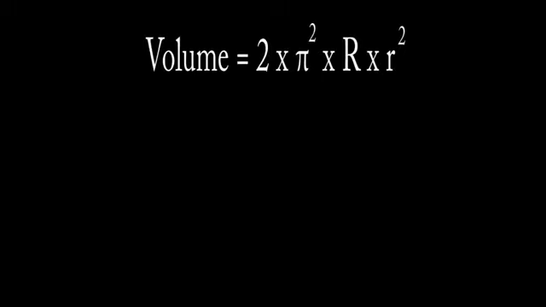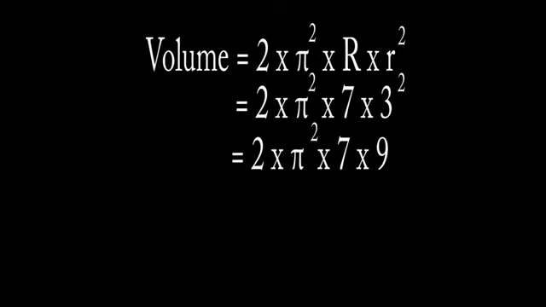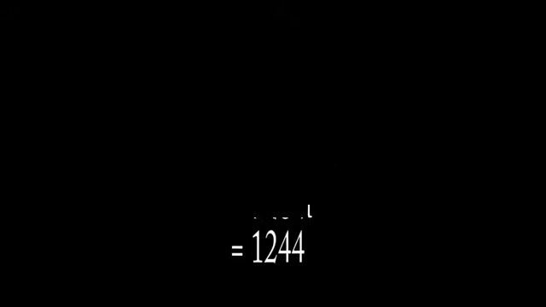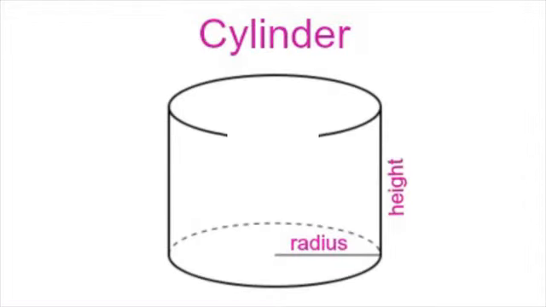For the volume, 2 times pi squared times 7 times 3 squared is equal to 2 times pi squared times 7 times 9, 126 pi squared is equal to 1244. Cylinder has a flat base and a flat top. The base is the same as the top. From base to top, the shape stays the same. It has one curved side. It is not a polyhedron as it has a curved surface.